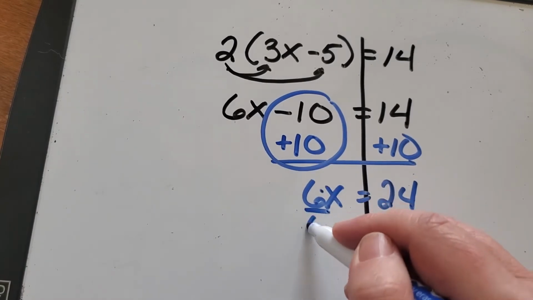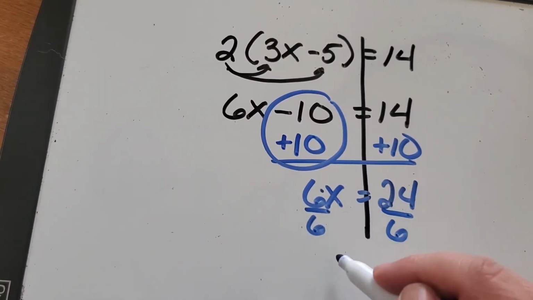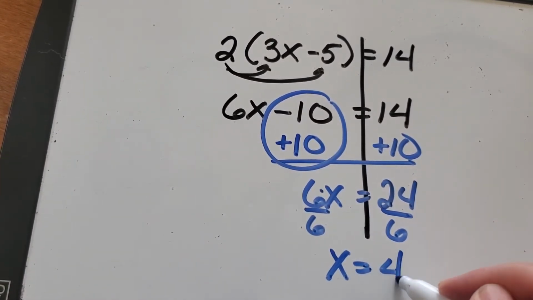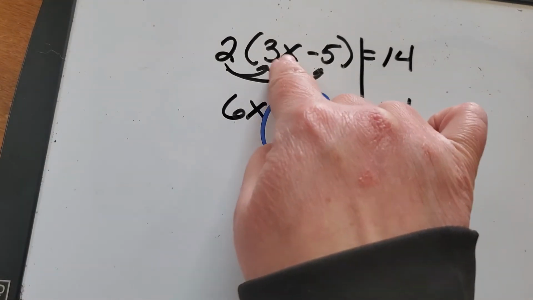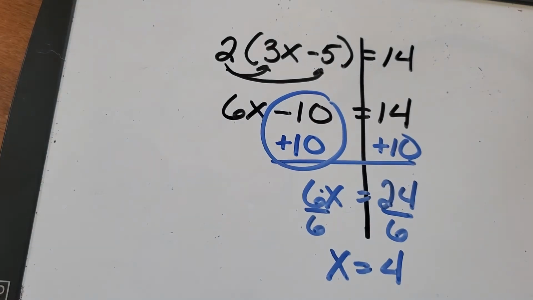Then you can get rid of that 6 that's being multiplied by dividing both sides by 6, and you will get x equals 4. And again, if you wanted to check it, you could just take that 4, put it in for x, do the math, make sure it really comes out to be 14.